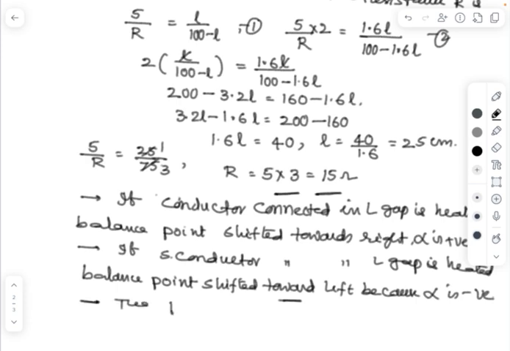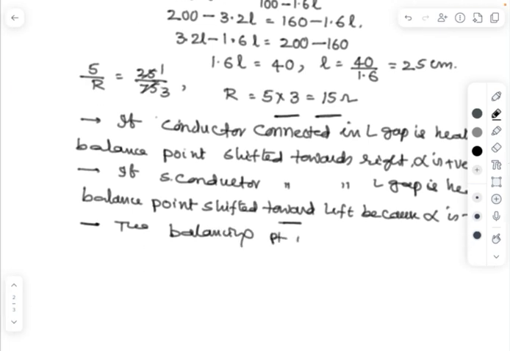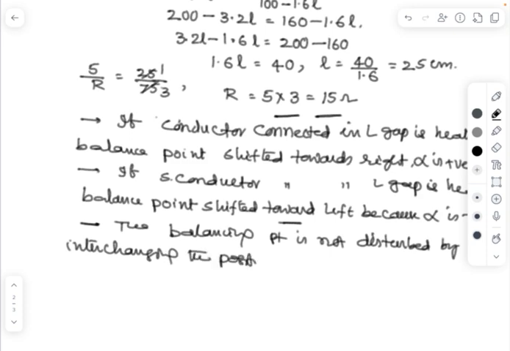The balancing point is not disturbed by interchanging the positions of cell and galvanometer.